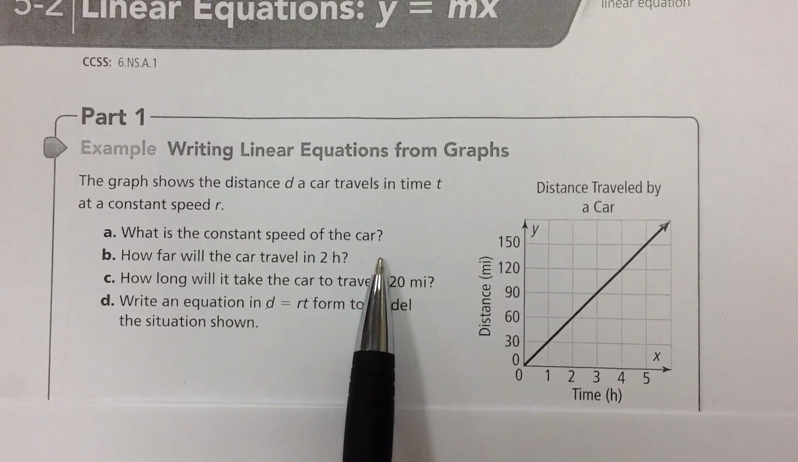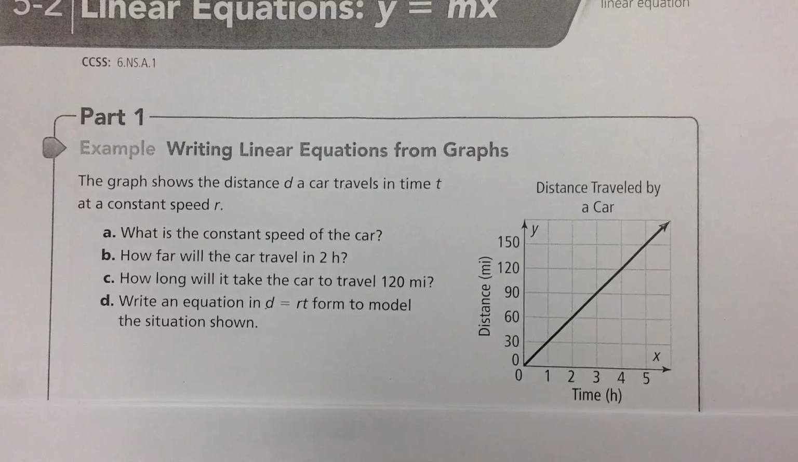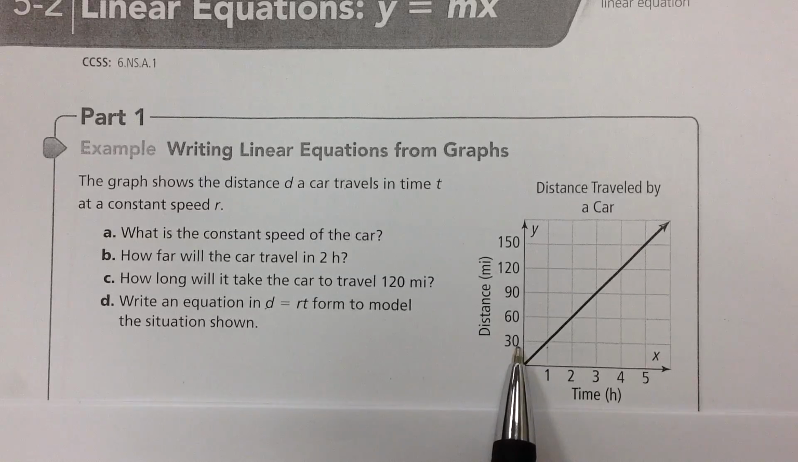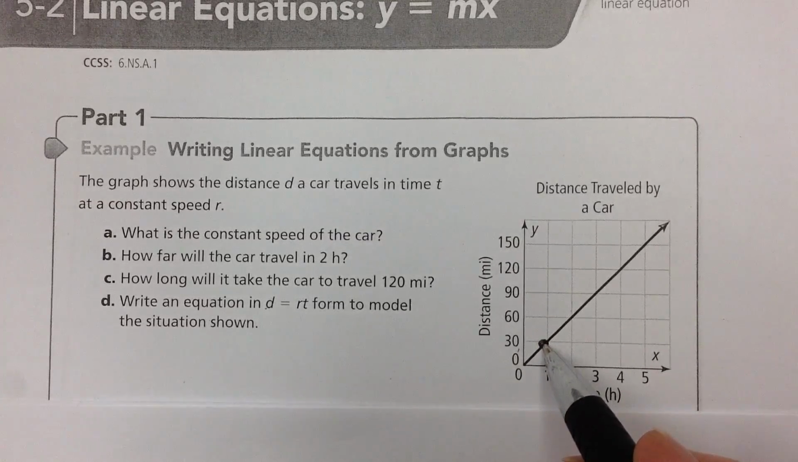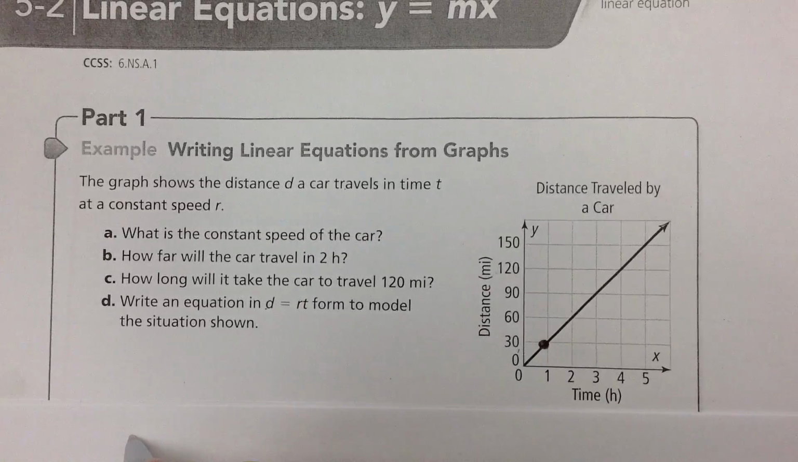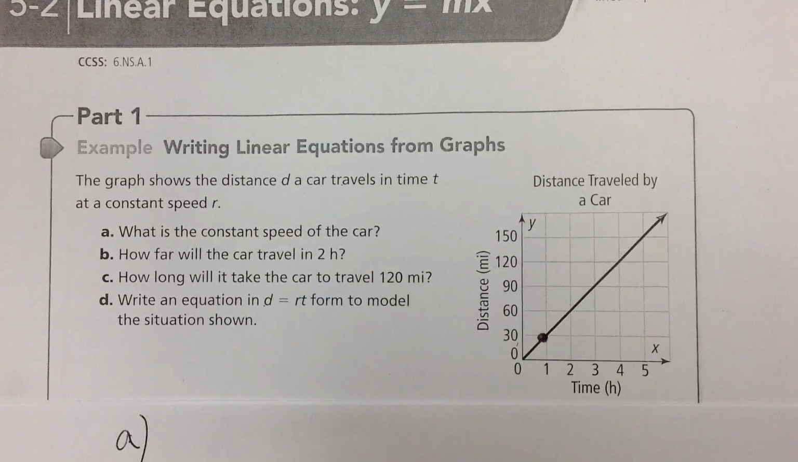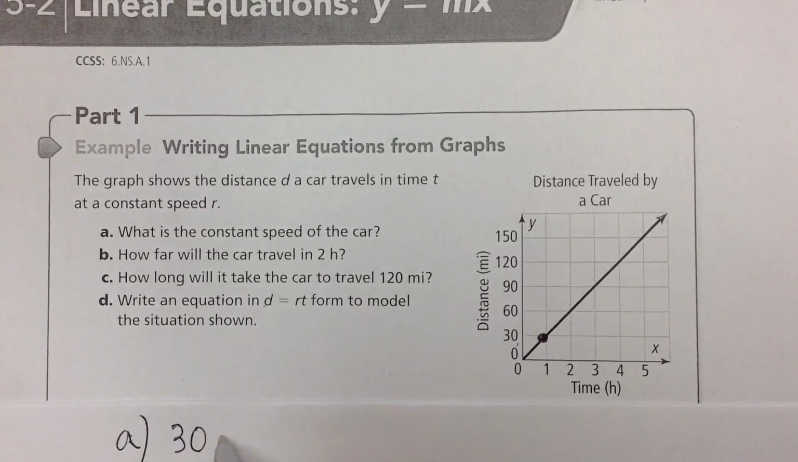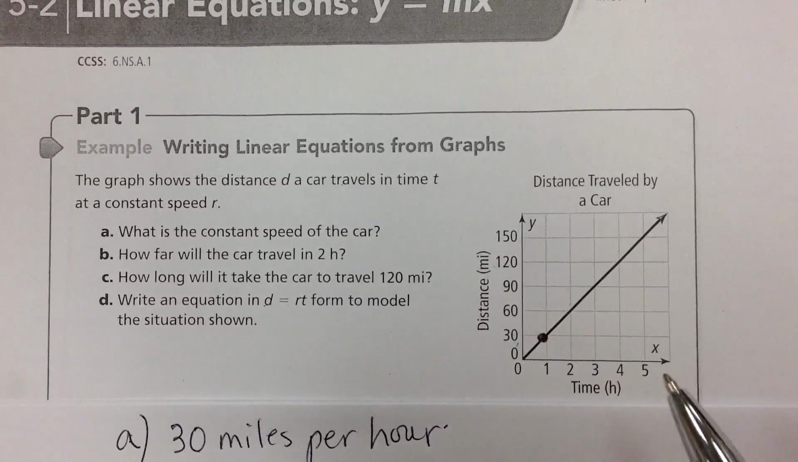So, what we need to do is look at how fast the car is driving per hour. When I look here, in 1 hour, the speed is 30 miles per hour. So at this point, in 1 hour, we have traveled 30 miles. So therefore, for part A, when it asks what is the constant speed of the car, the car is traveling at a constant speed of 30 miles per hour.